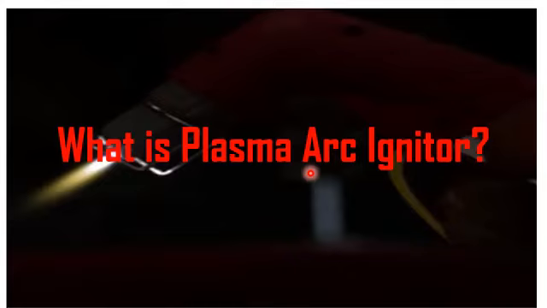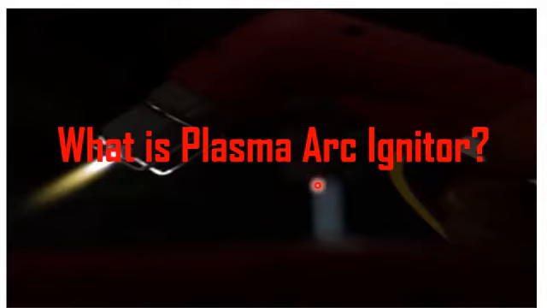So basically, a plasma arc igniter is a device which has a plasma, and the temperature of the plasma is very high. Due to the very high temperature of that plasma, when it interacts with a material having a high melting point, that material gets evaporated by the plasma which is produced by the plasma arc igniter.